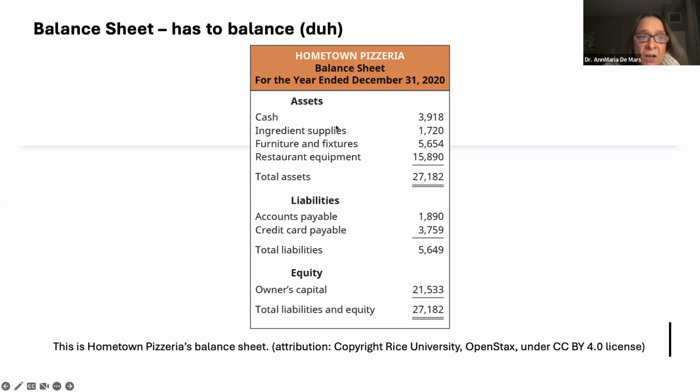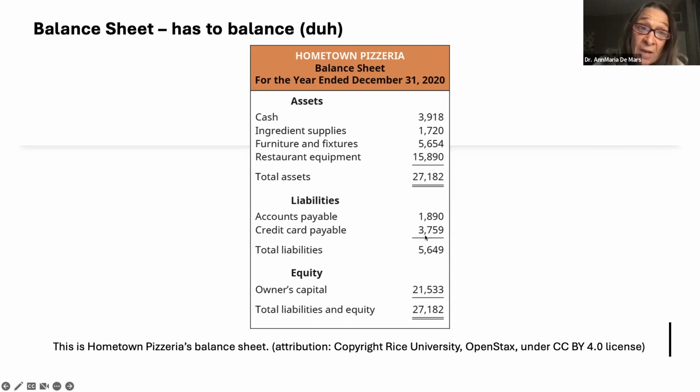So here, an asset is anything you have that's worth money. In this case, it's cash, actual money, or things that are worth money. So any ingredients, furniture, restaurant equipment. You add up all of the things that you have that are worth money, and that is your total assets. And then liabilities are the things that cost you money. So accounts payable are bills that are due that you haven't paid yet. So you bought all these ingredients, they sent them over and they sent you a bill and you haven't paid it yet.